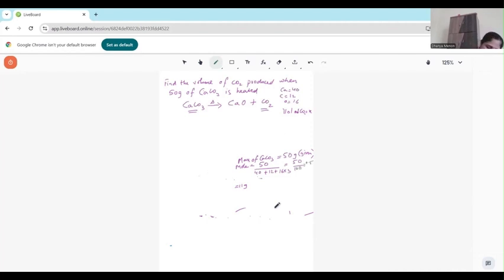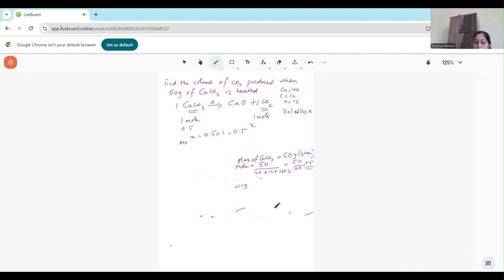Now, balancing numbers between these two, calcium carbonate and carbon dioxide: 1 mole will give you 1 mole of carbon dioxide from the equation. But we already know the actual number of moles of calcium carbonate, which is 0.5, so the moles of carbon dioxide will be how much? X is equal to 0.5 times 1, which is 0.5. This is the number of moles of carbon dioxide, which is equal to 0.5.